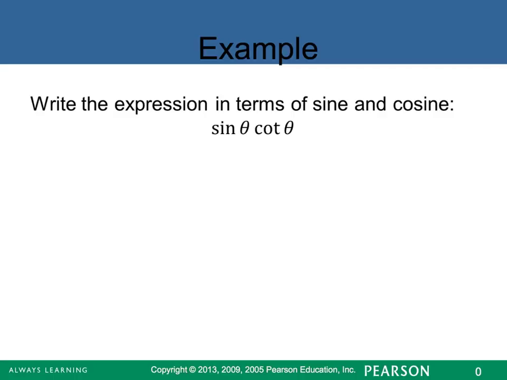So in this example, we are trying to take sine theta cotangent theta and the directions say to rewrite it using just sines and cosines. So sine theta already has terms of sine and cosine, so I'm going to keep it that way. But cotangent theta I can rewrite in terms of sine and cosine. And so this is where I'm using my list of identities.